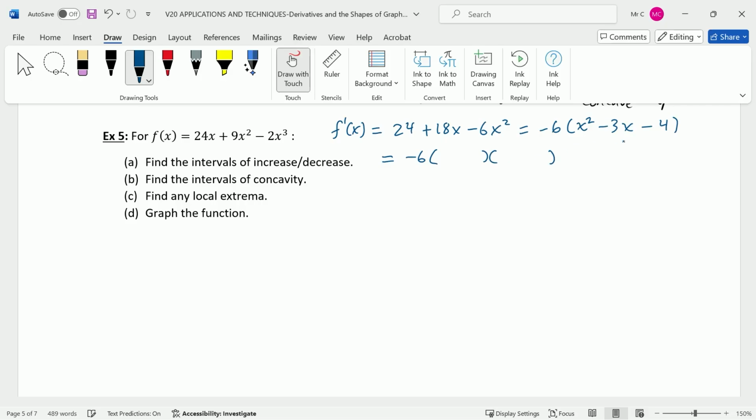And now to factor this quadratic, I need factors of -4 that add up to -3. So that's going to be -4 and +1. So if I set this derivative equal to 0, what x values will I get? Well, it's got to be x equals 4 or x equals -1.